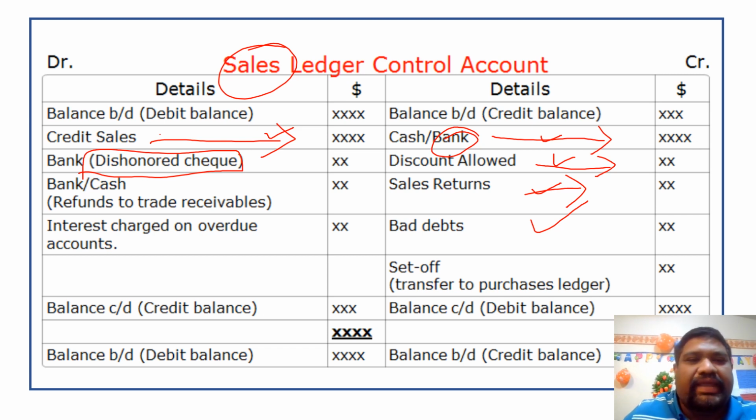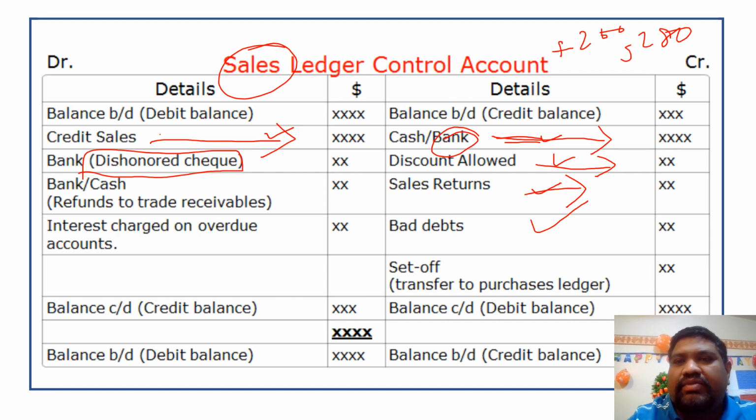Got it? Then, there is the refund to the trade receivables, if we receive more than the amount due. The goods sold for say 200 pounds, but we received say 280. The excess amount whatever we received will be refunded to the customers. So this is only the customer's story. Got the point? Yes. Now the next one, a very interesting point, is interest charged on overdue accounts.